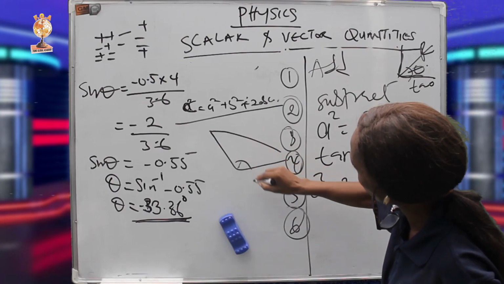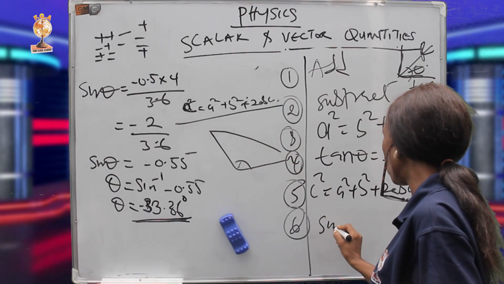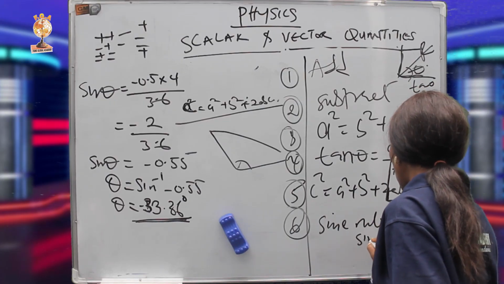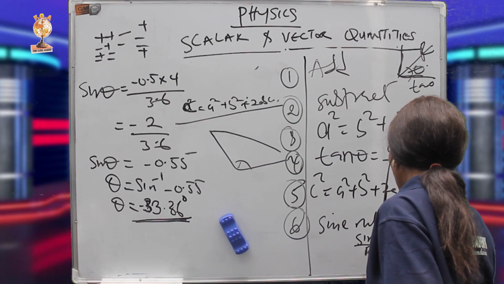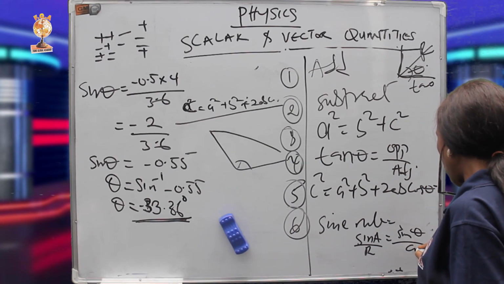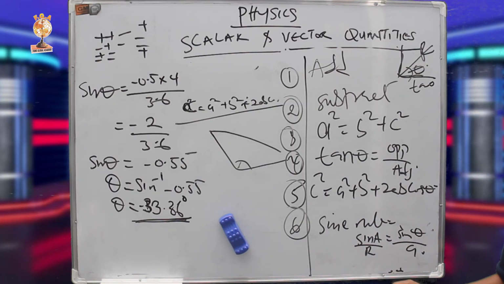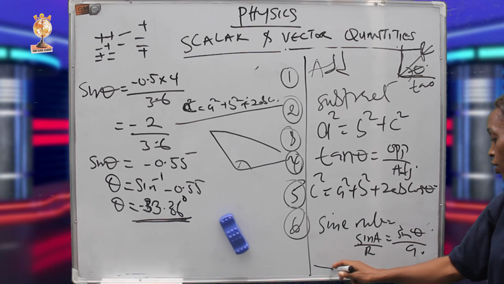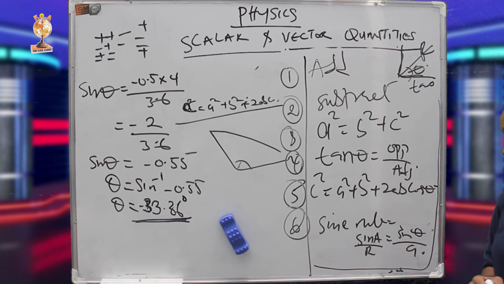The angle must be calculated, so I will use the sine rule. The sine rule, which will be sine A over R is equal to sine theta over A. Depending on the alphabet you are looking for, you can decide to say sine X over sine R. The most important thing is that the angle given to you and the resultant you get from the cosine rule can be used in the sine rule.